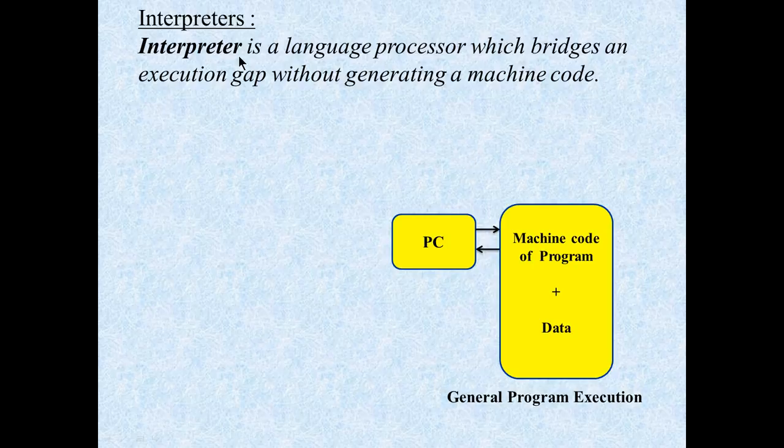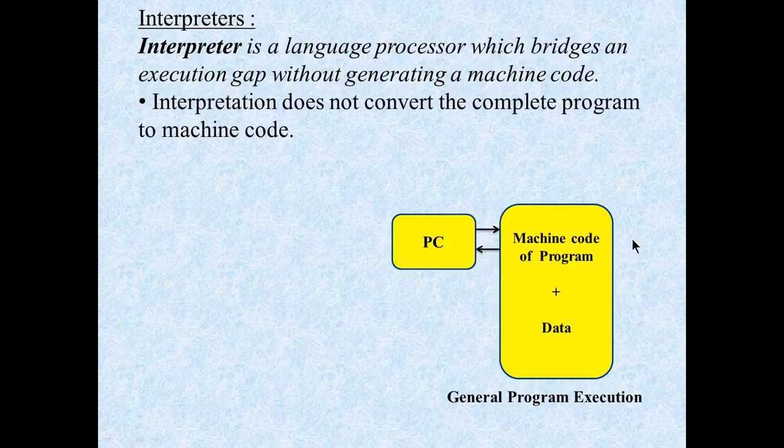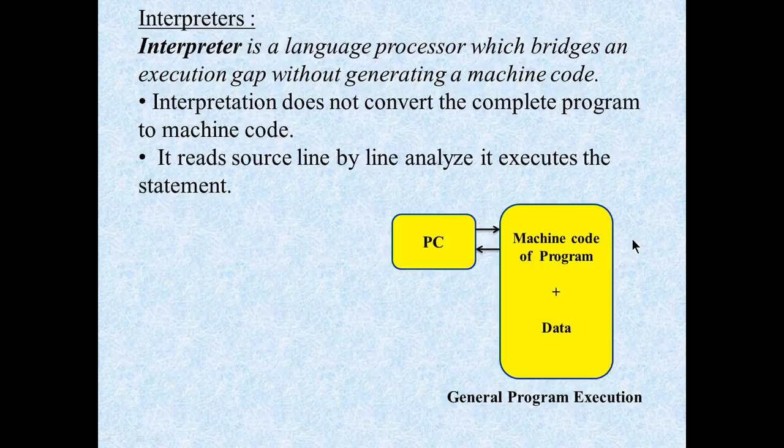But in case of an interpreter, it bridges the execution gap without generating the machine code. That means here, instead of generating a machine code program, it directly stores the source code. Now we can see interpretation does not convert the complete program to machine code. Those are the compilers who convert the complete program to machine code, not the interpreters. So what does an interpreter do? It reads the source line by line, analyzes it and executes the statement.